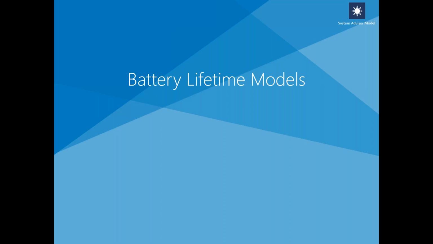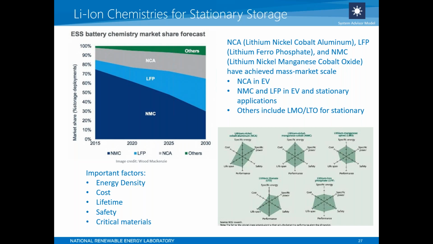Thanks. I'll be going over some battery lifetime model features that were added for lithium-ion chemistries. So for lithium-ion chemistries for stationary storage, there are 3 main chemistries that have achieved mass market scale. This is NCA, NMC, and LFP. NCA can be found in EVs. NMC and LFPs are in both EVs and stationary applications.